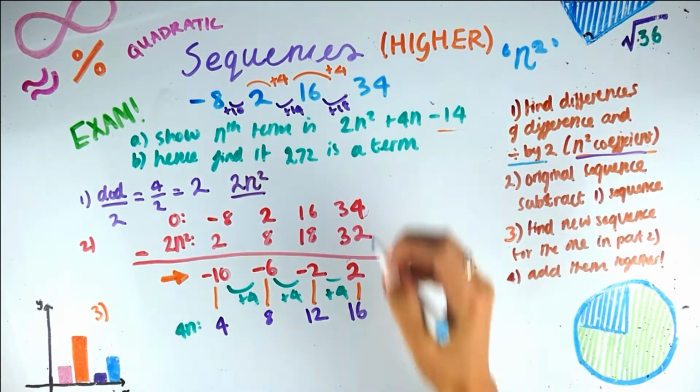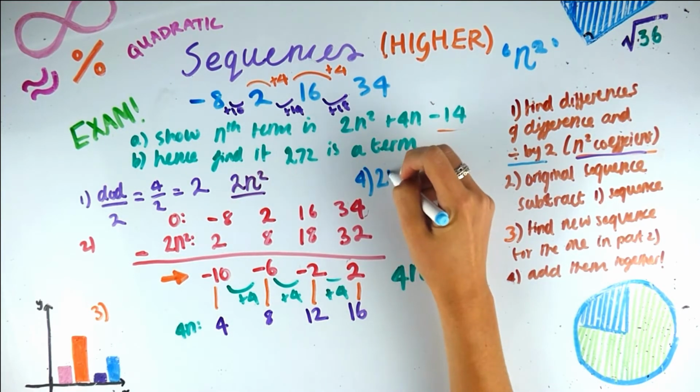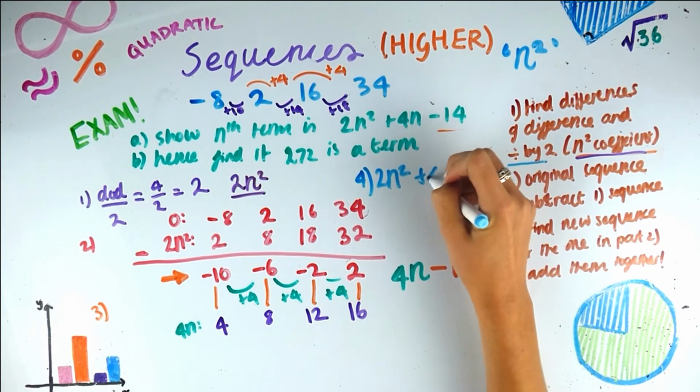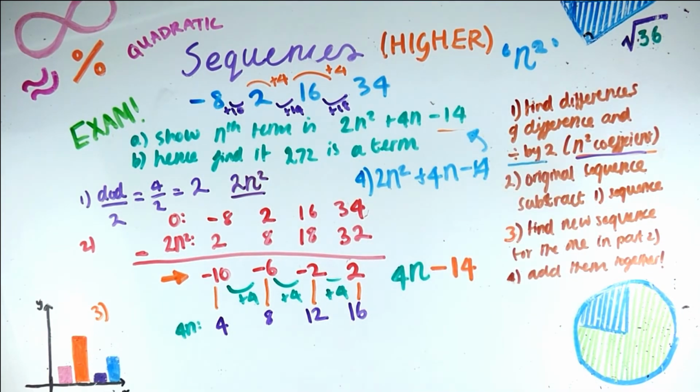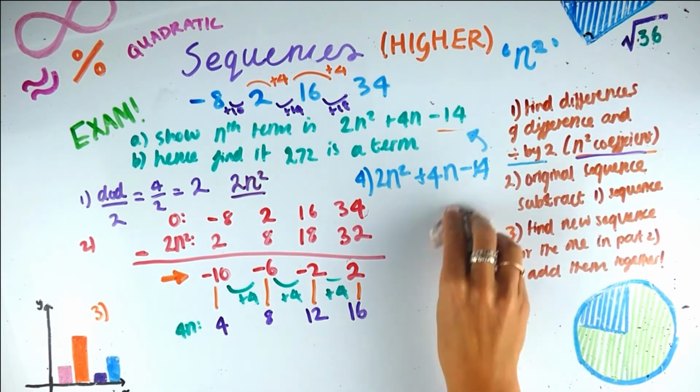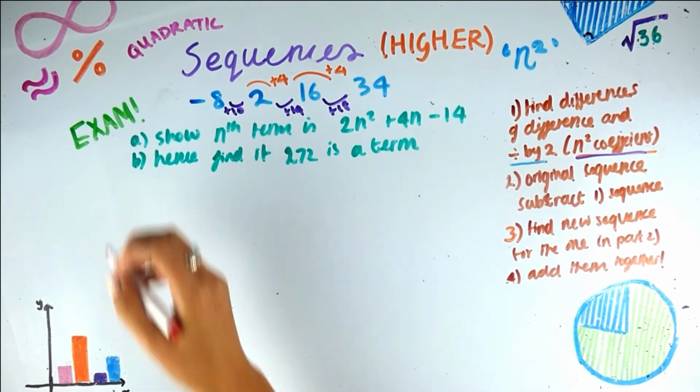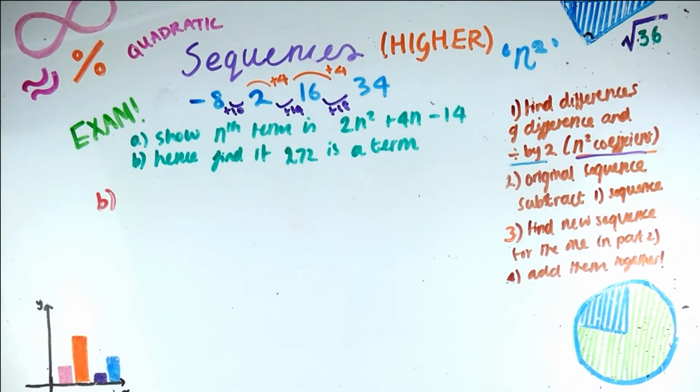Step 4, which is our final step, is putting this together. So we have 2n squared plus 4n minus 14. And bingo, we've shown what it asked us to show. It is important to know that for part B, you don't actually have to have done part A, so don't just give up on a question entirely if you're having difficulty.